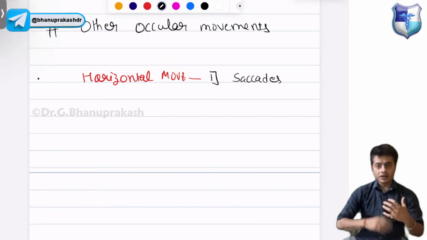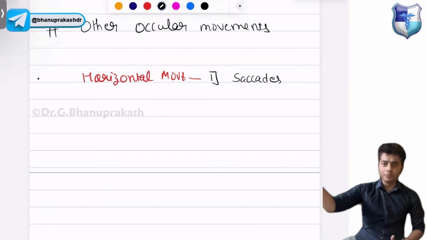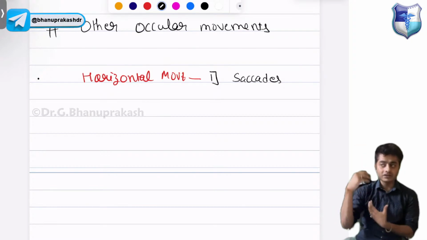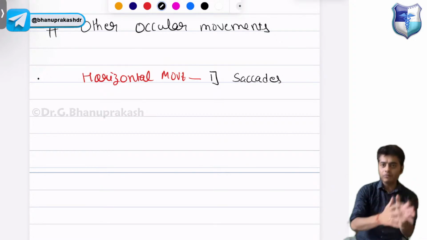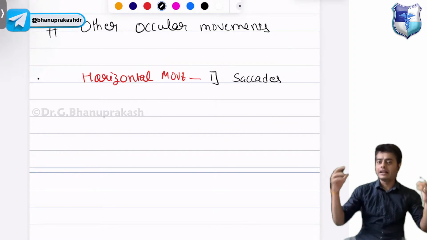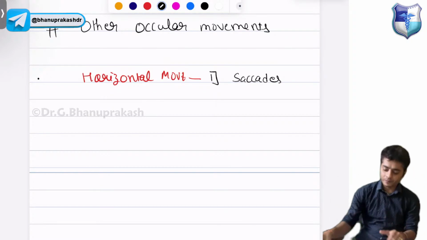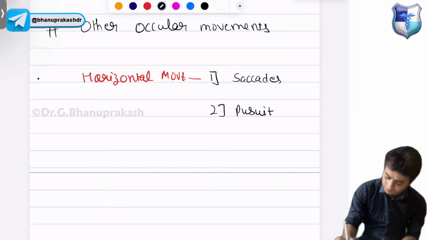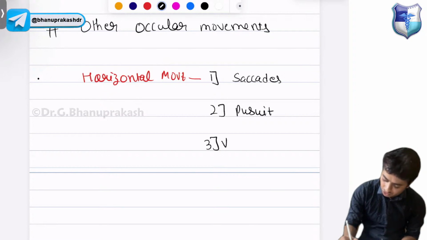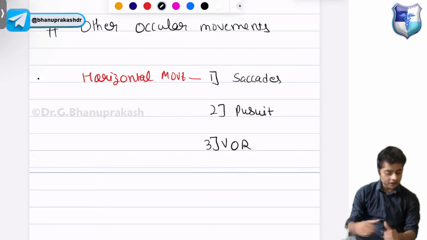Okay, everyone. Suppose I am sitting here and a beautiful girl is coming. So what will I do? I will try to see that beautiful girl, so my eye will directly move to the right side. This sudden jumping of the eye, these sudden saccadic movements in the horizontal direction, are known as saccades. The other is pursuit, and the third is the vestibulo-ocular reflex.